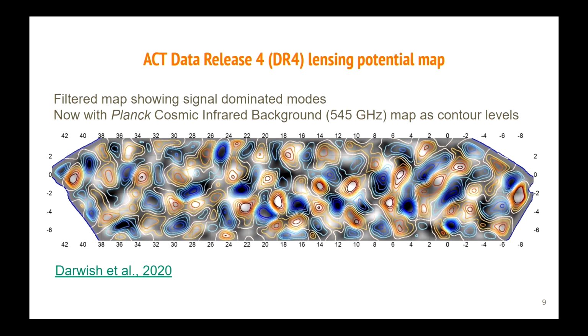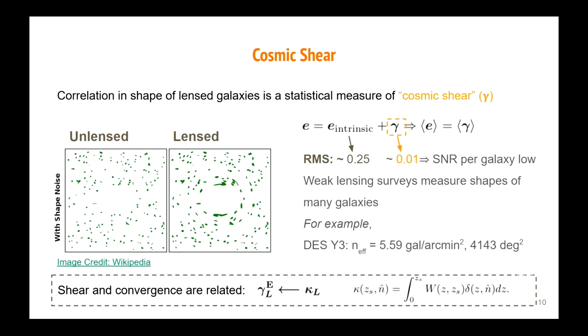This map shows you in the background the same map that I showed you earlier. Now overlaid on this are the contours corresponding to the intensity of the cosmic infrared background map from Planck. So this gives you a visual inspection of the correlation between CIB emission and the underlying lensing potential. These dense regions overlap with high intensity regions, and the underdense regions overlap with low intensity regions.